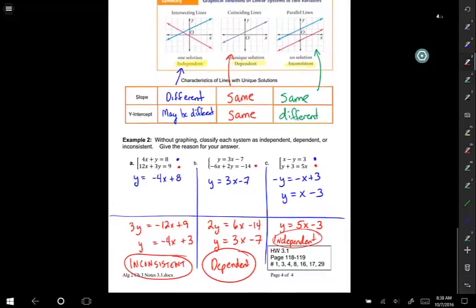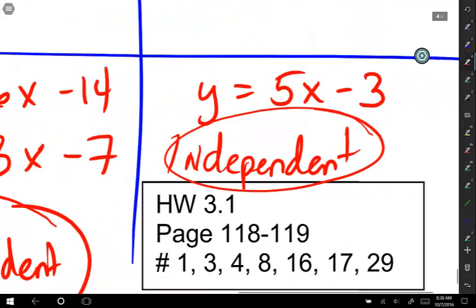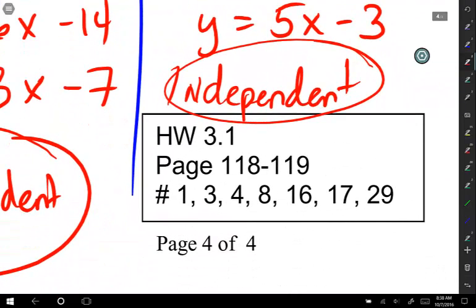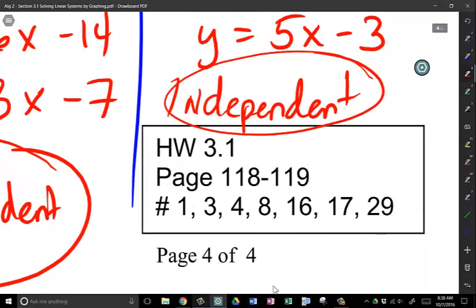Okay? All right. So here's our homework. Really straightforward. A big whopping 7 problems. All right? 118, 1, 3, 4, 8, 16, 17, and 29. Easy. Hopefully. All right, I will put that up on the screen for you because I believe some of you may not have that.